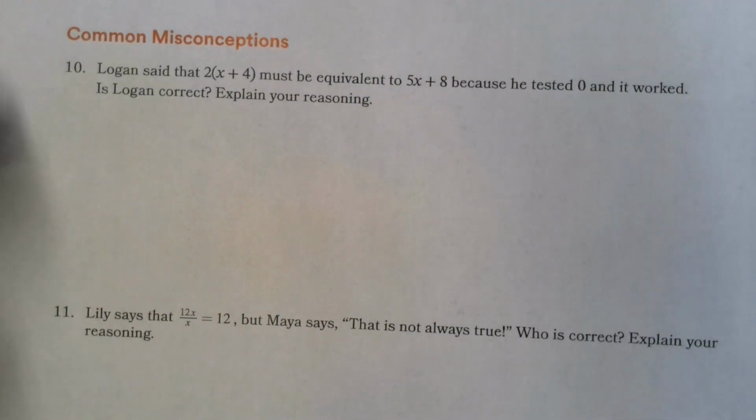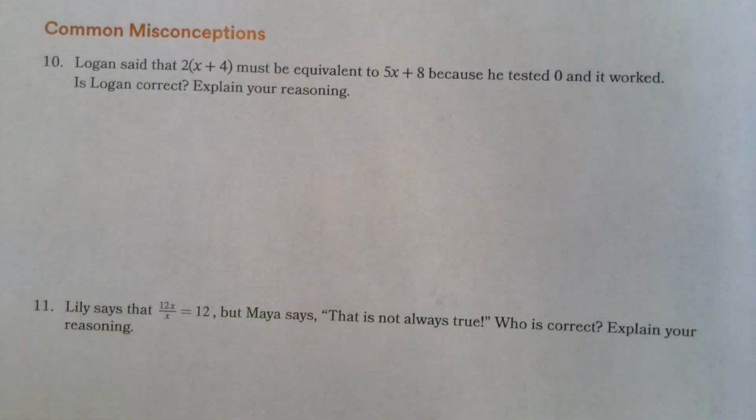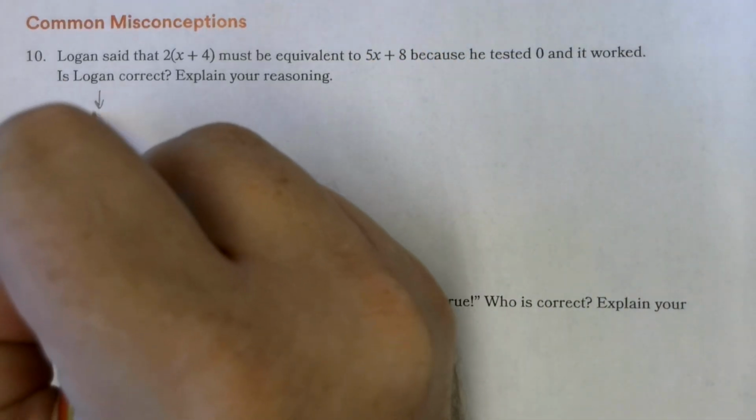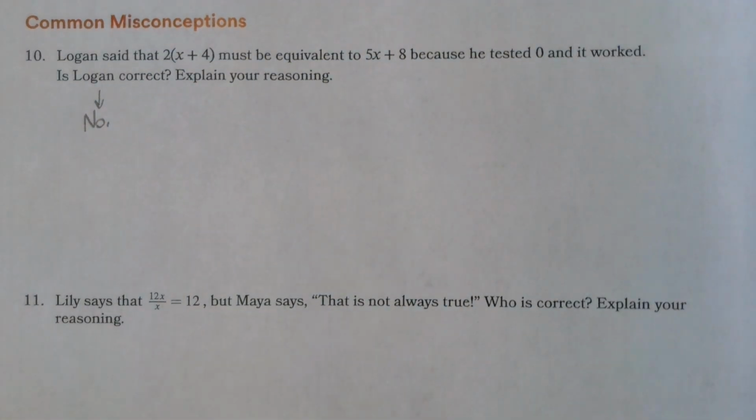On the next page, we have Logan saying that 2 times x plus 4 must be equivalent to 5x plus 8 because he tested 0 and it worked. Is Logan correct? We need to explain why we say that it is correct or not correct. So looking at this, Logan is not correct. The answer to this question is no. Logan is not correct.